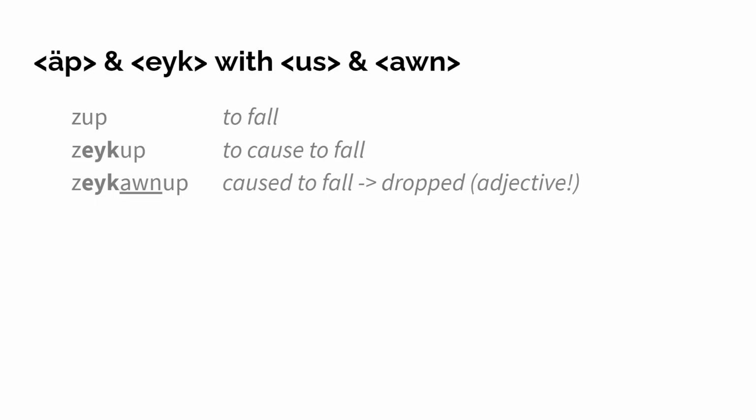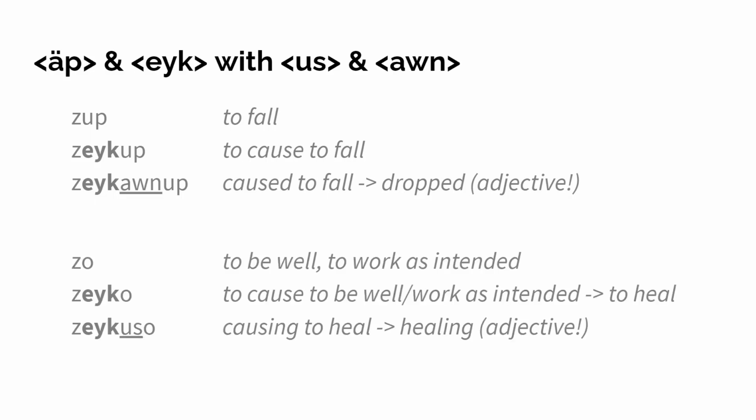A dropped ball. And the other one, the zeikuso, we start with zo, which is a verb meaning to be well, to work as intended. If we put the egg in there, then we get to cause to be well or to cause to work as intended, which is also a word for to heal something. If we now put the us in there, we get the adjective describing something that heals something, and then we get healing. So for example, Errol a zeikuso, a healing plant, literally a plant that causes to be well.